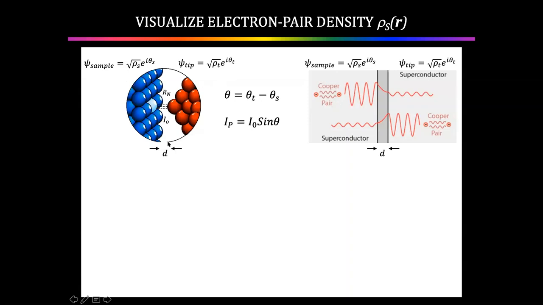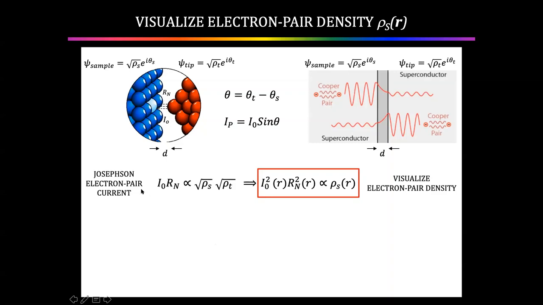Now, Josephson showed that the pair current, the current of these pairs from one side to the other, goes as some magnitude times the sine of the phase difference. But how big is the current? Well, you can solve this using a tunneling Hamiltonian, and you can deal with the barrier thickness here and the work functions by rolling them all into the resistance of this junction. And you find out that the maximum Josephson current, I naught times the junction resistance, is proportional to the amplitude of the superconducting wave function in the sample times the amplitude in the tip. Let's assume the amplitude in the tip is constant.